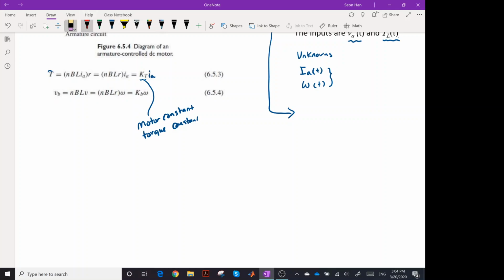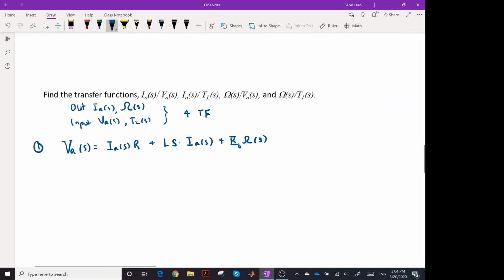They are the same numbers actually for a motor. So the KB or the KT, they're the same numbers. So from now on, I can actually write just a K. Yeah, I can just write K. So let's see the second equation.